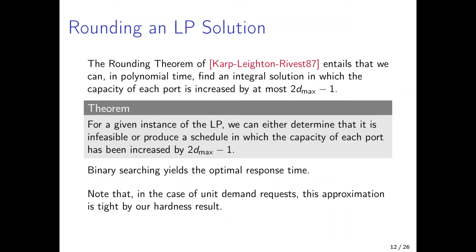This entails that for a given instance of the LP, we can either determine that it is infeasible or produce a valid schedule in which the capacity of each port has been increased by at most 2 d_max minus 1. By binary searching on the response time, we can optimize the maximum response time metric. This entails our maximum response time main result. Note that in the case of unit demand requests, where we increase capacity by 1, this approximation is tight by our hardness result.